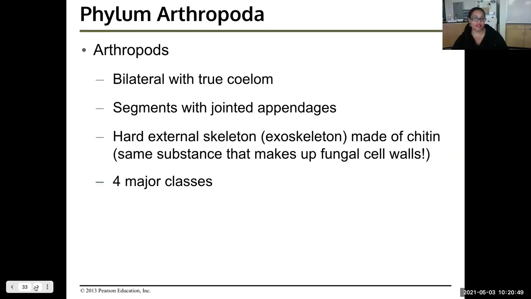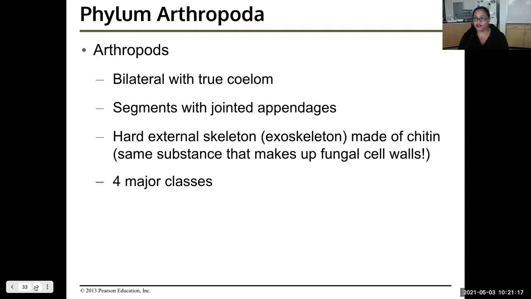The next level up is arthropods, phylum Arthropoda. They're bilateral with a true coelom. They have segments, but now on their segments, they've evolved appendages, arms, legs, limbs, wings. They have a hard skeleton called an exoskeleton made of chitin. If you remember chitin, it's the same substance that makes up the cell walls of fungus.